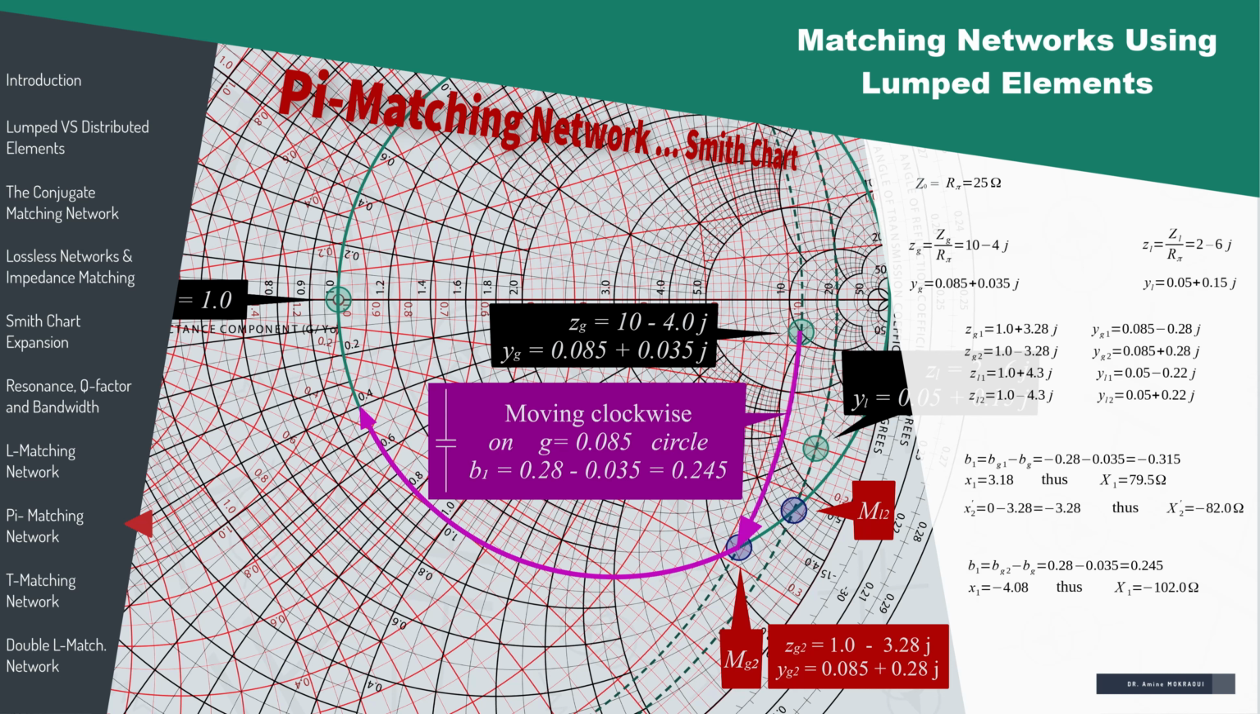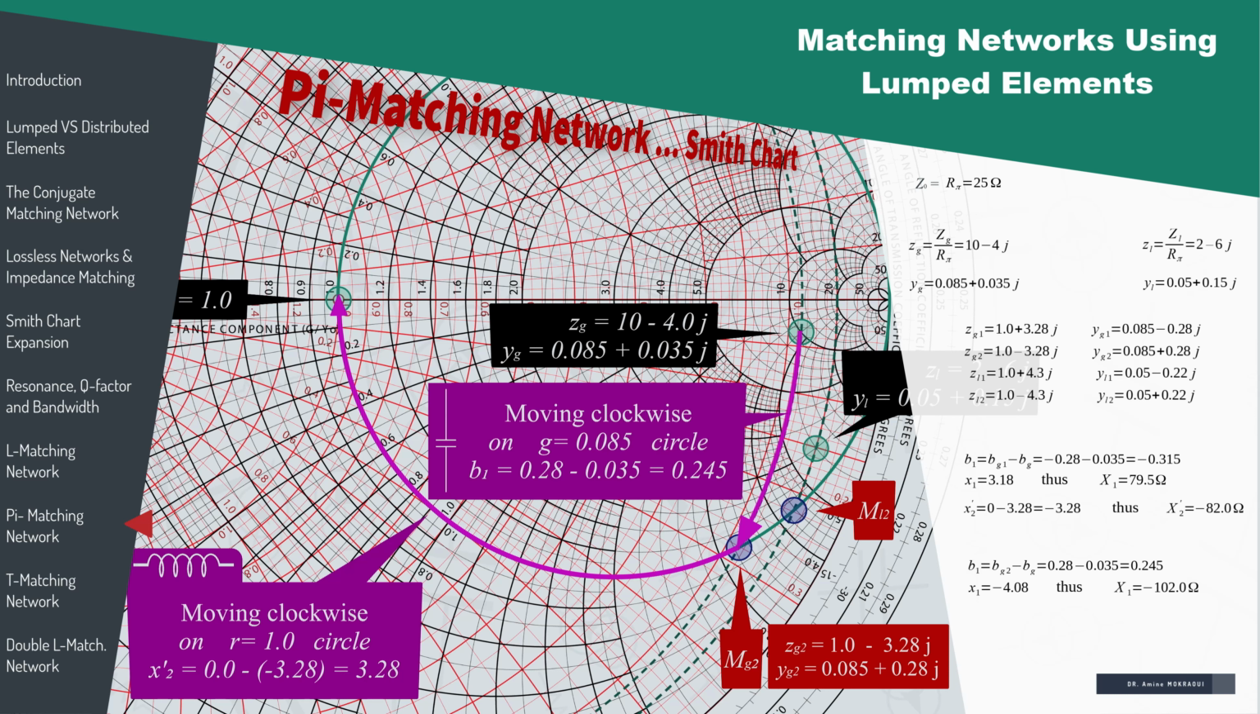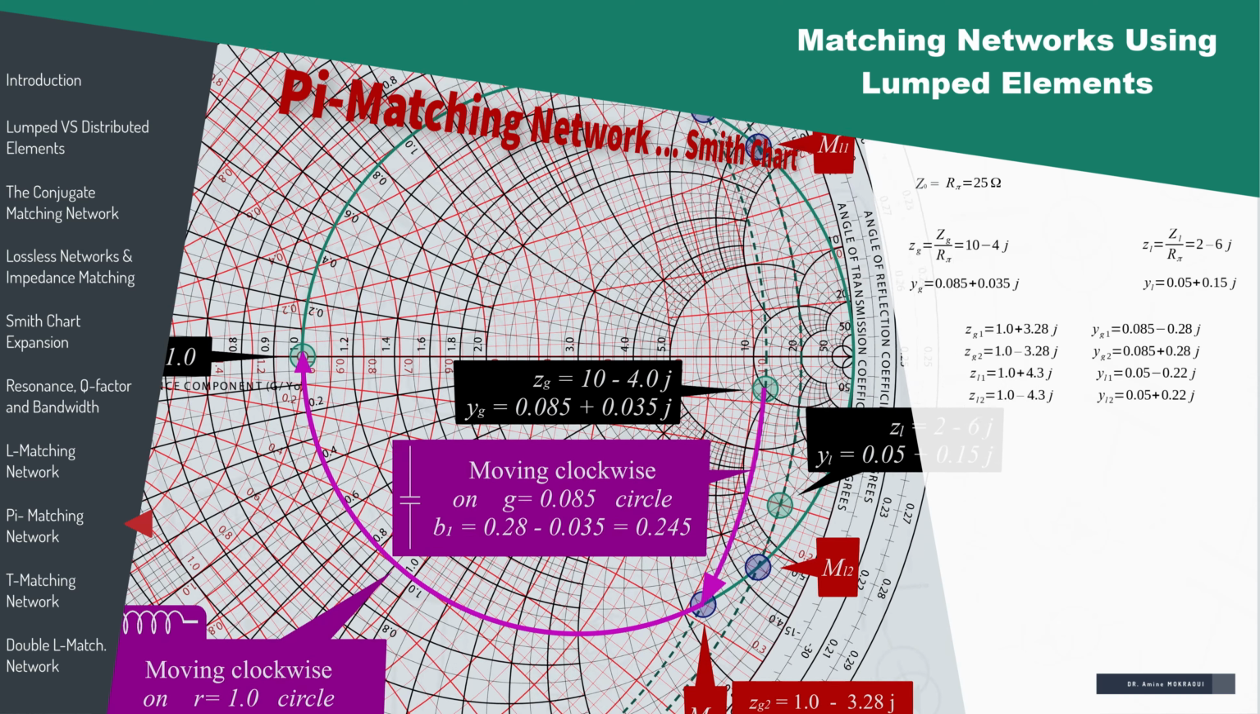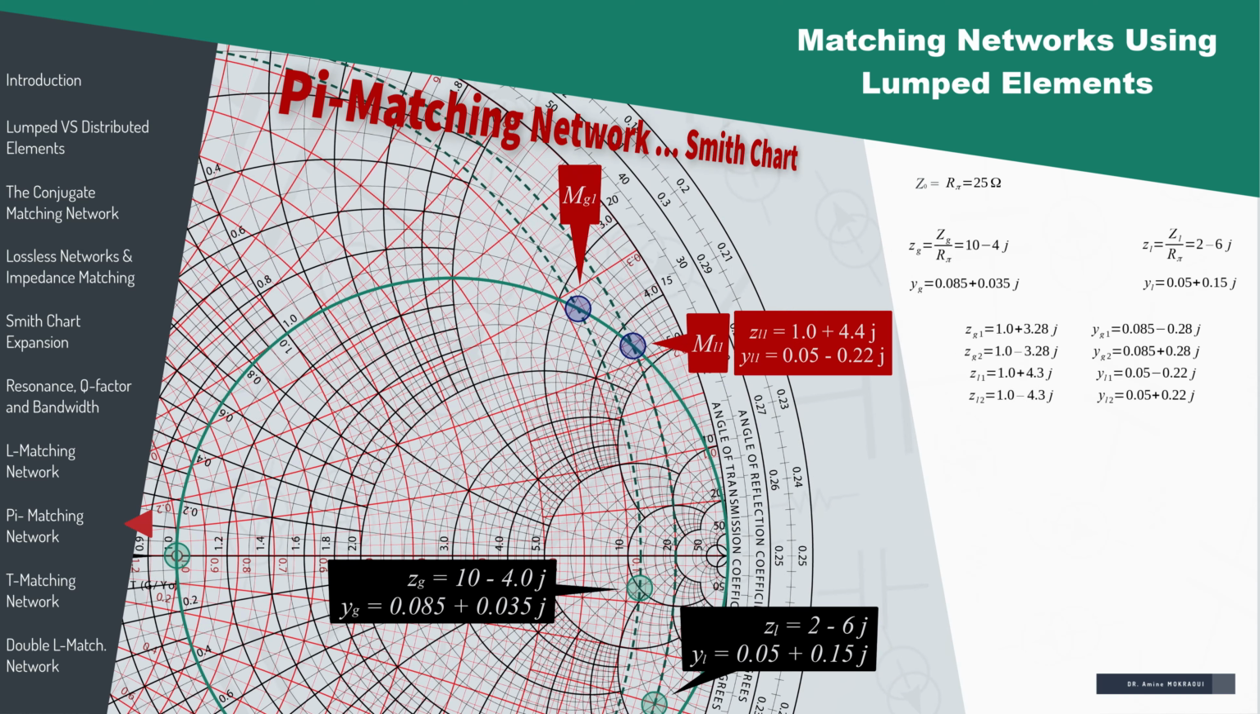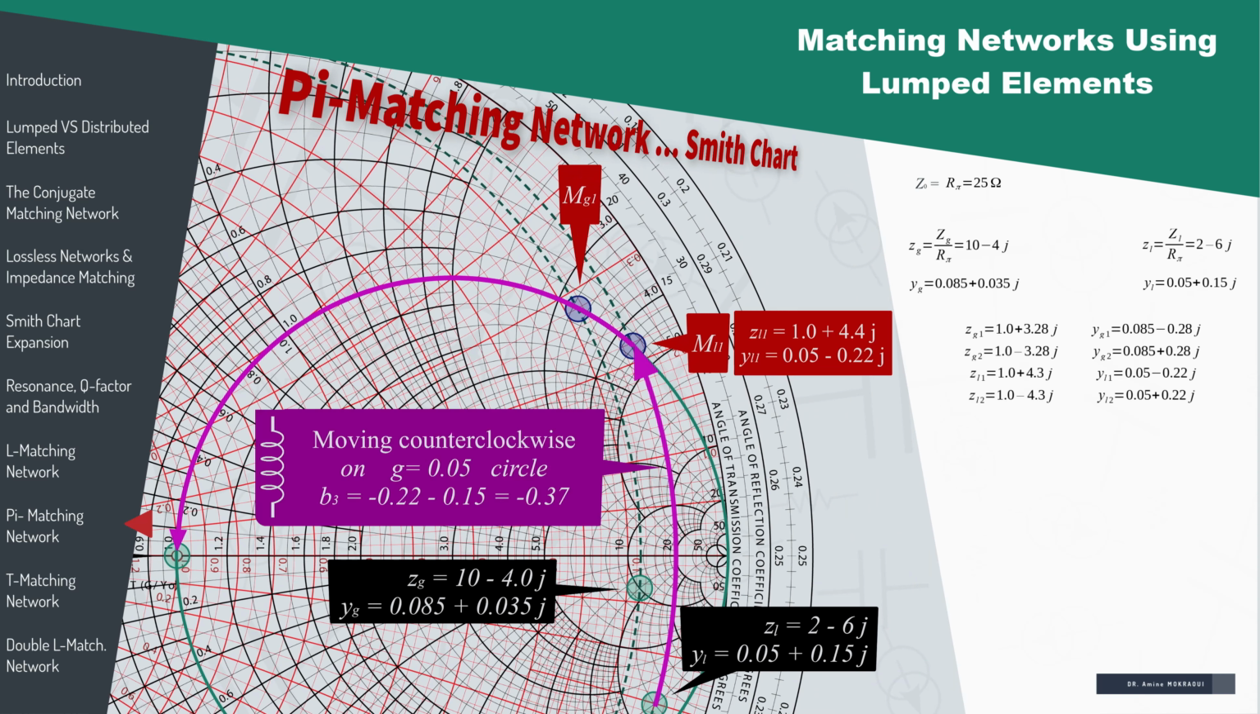Afterwards, we move in the clockwise direction from Mg2 to the center of the abacus on the unity circle. Thus, we add an inductor whose reactance is X'2 equals 0 minus minus 3.28, which is equal to 3.28. Thus, uppercase X'2 equals 82 ohm. To design the right subcircuit solutions, we apply the same method. The results are summarized hereafter.